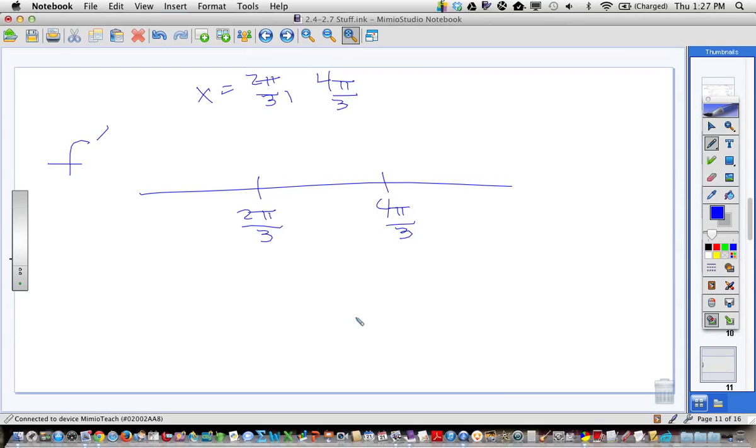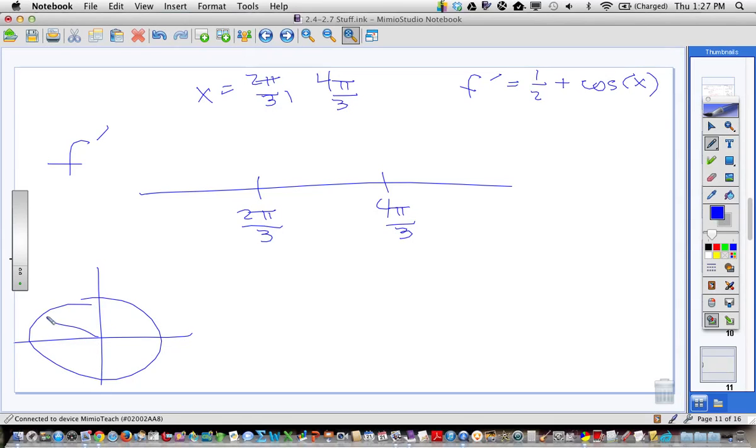But this would be just like what we did on the last quiz, except the last quiz we did polynomials. We could do the same thing with trig. So we found our stationary points. So we need to pick a number. And what was f prime? It was 1/2 plus cosine x, right? Okay. So what's a number before 2 pi thirds? Here was 2 pi thirds, 4 pi thirds. What's a number before 2 pi thirds? Pi thirds, okay? Pi thirds, sure.